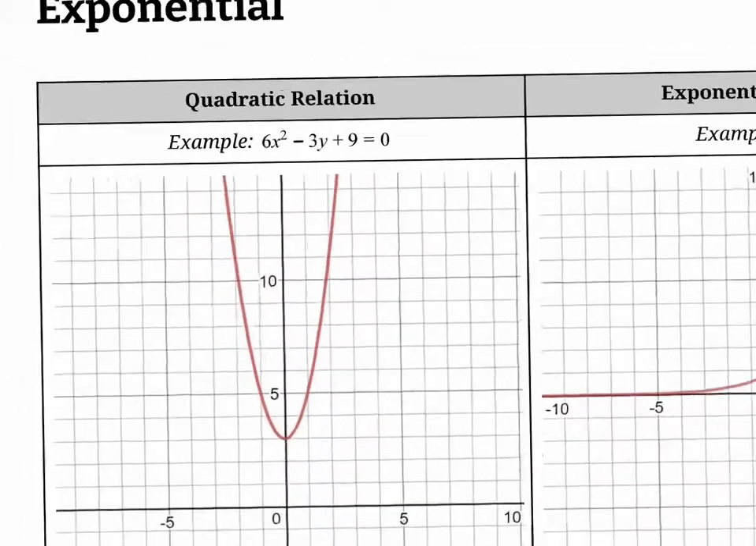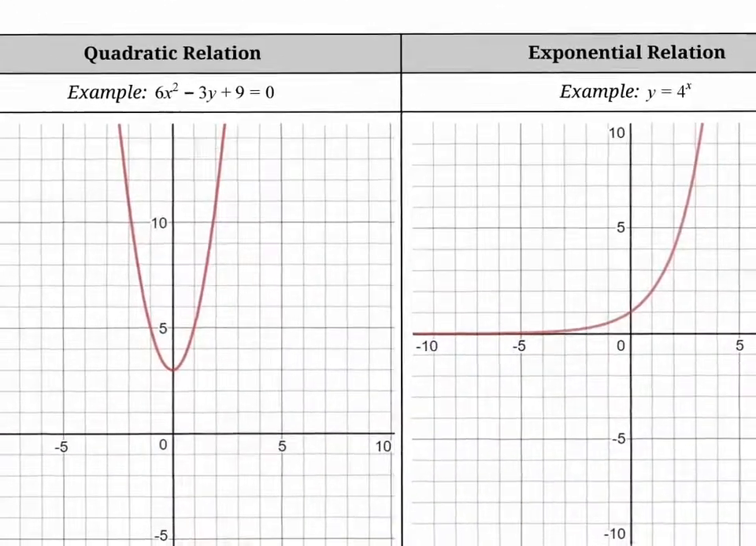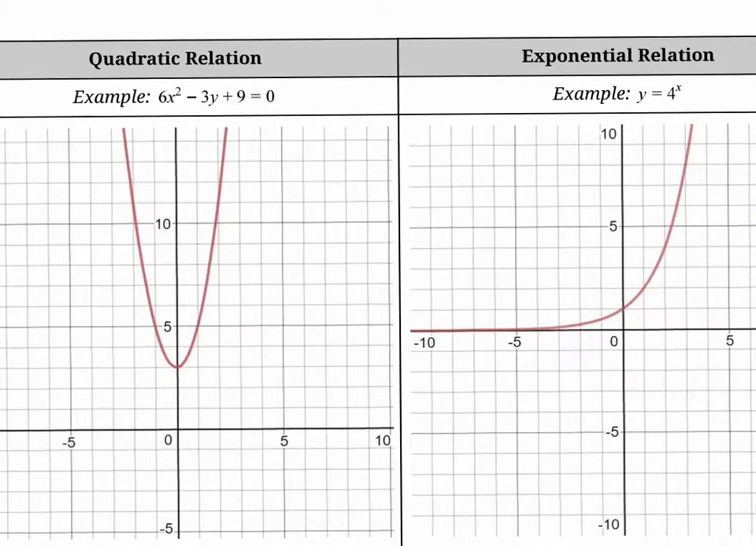Exponential relations, on the other hand, don't have a degree, or we don't usually use degree to describe them, because look at the exponent of an exponential relation. The exponent isn't a number, it's a letter. This is what makes an equation exponential: the exponent is the variable, not a constant like 2 or 3. Here we can see the exponent is just the number 2 or the number 1. Here the exponent is a variable.